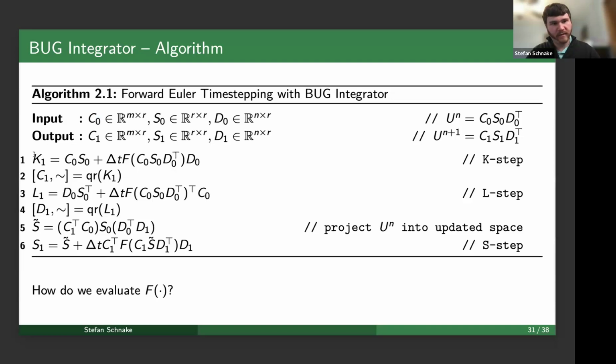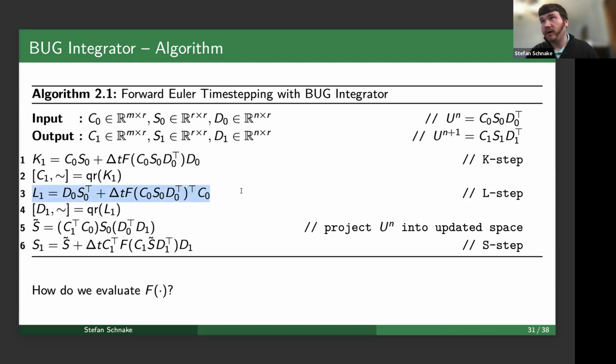So your first step is the K step. Essentially that looks like your initial U0 times f of U0, but you're projecting onto the D basis. So you put a D right here, and you just evaluate f times D0, put a delta T on it, and that gives you your K1. So that was your K step. Then you just do a QR of your K and throw out the R coefficients, it doesn't matter. You get left with your basis C1.